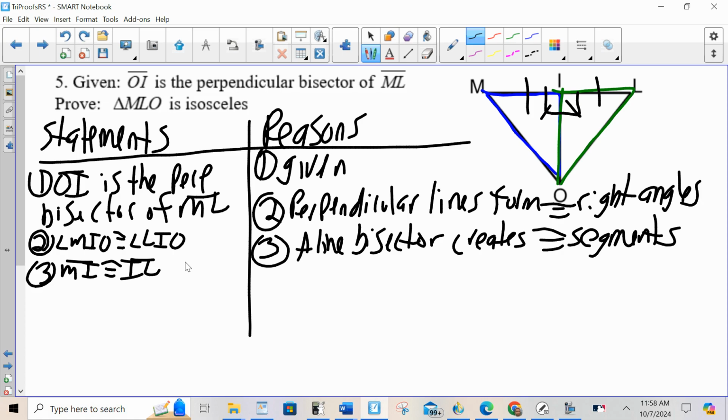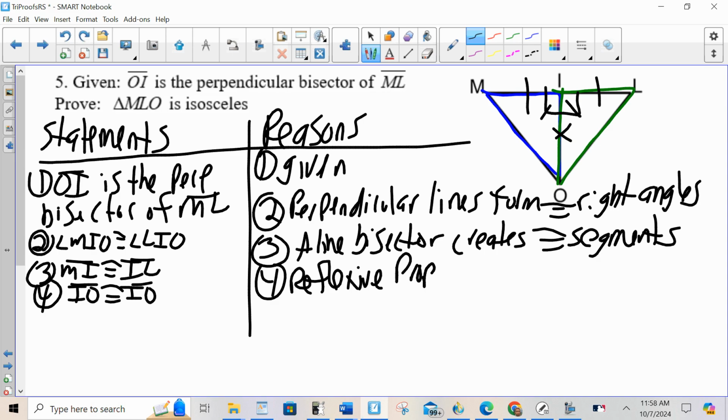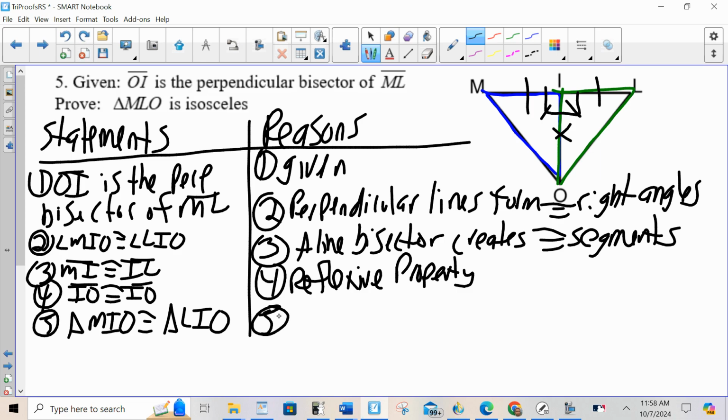I'm out of givens. I move on to my additional tools. Boom, there's reflexive property. IO is congruent to IO. Reflexive property. Now that I have three pairs of things congruent, I can state that the triangles are congruent. Triangle MIO and triangle LIO. I've got side angle side.